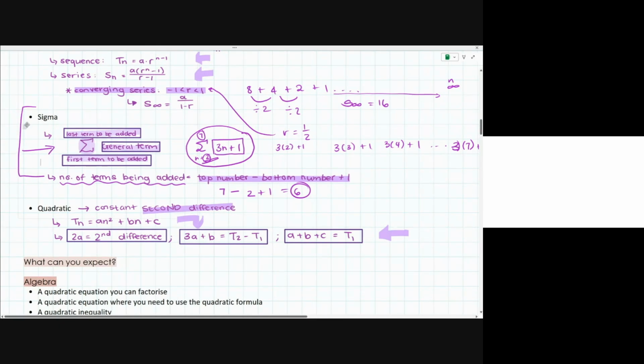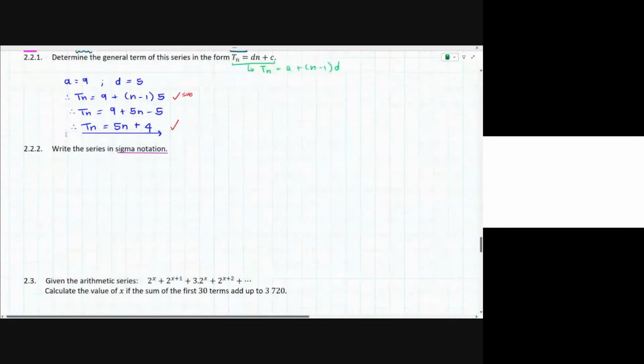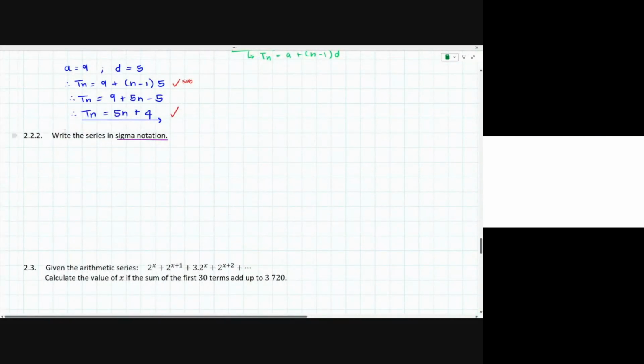Okay, so at the top, we have the last term that we add, at the bottom, the first term, and then we need the general term. Now, we found the general term, and when you have to write a sequence in sigma notation, we'll always assume that it starts at the first term. We start adding from the first term. So we can fill in a bunch of information so far.